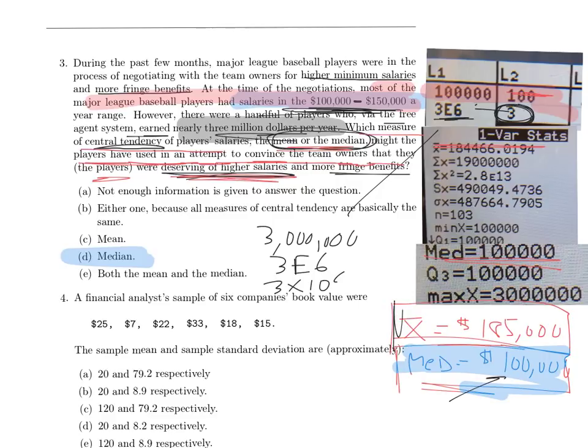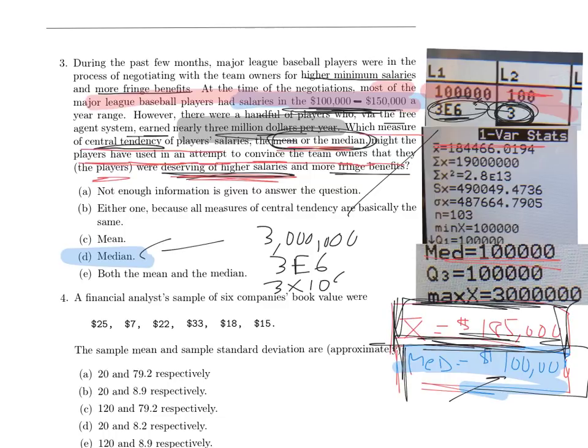If you use the average salary, these 3 players making $3 million kick the average up by almost $100,000 more, $85,000. So here the answer is going to be the median because you're going to use the smaller data value. That's why the answer there is letter D.